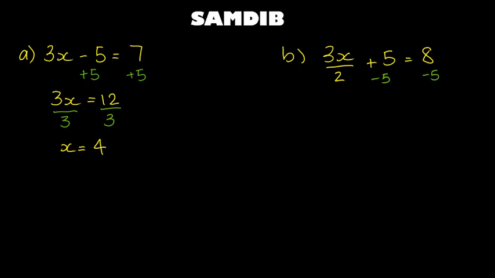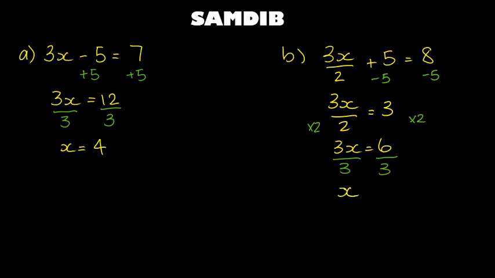Okay. 3x over 2 equals 3. Multiply by 2 next. And then finally divide both sides by 3. Okay, x equals 2.